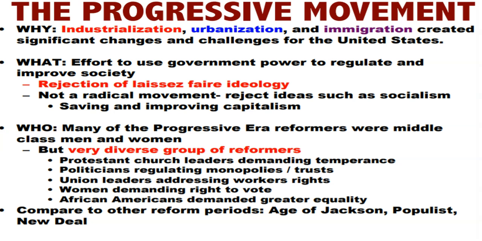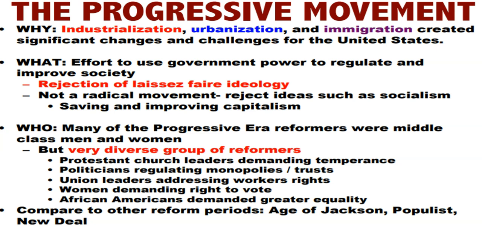What was the government supposed to do? Well, the government was supposed to use its power to regulate and improve society. It was in a way a rejection of laissez-faire ideology, which said that the government should not interfere in the economy. This was not a radical movement because it rejected ideas such as socialism and basically was saving and improving capitalism.